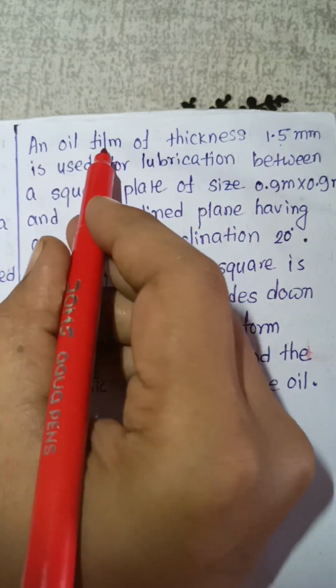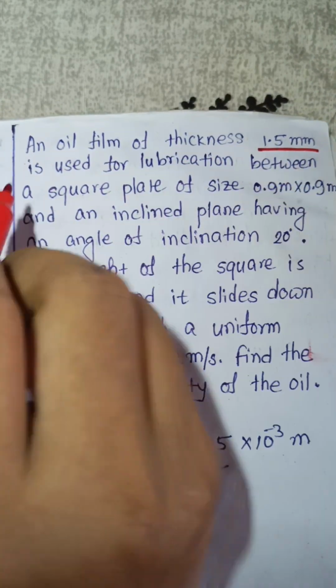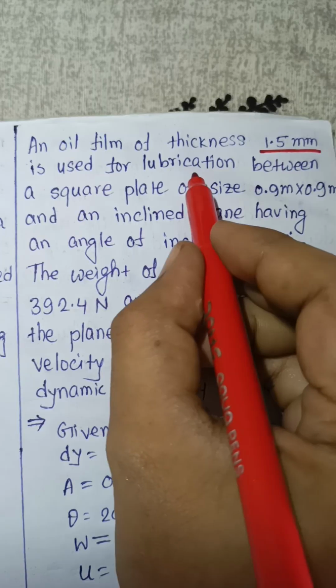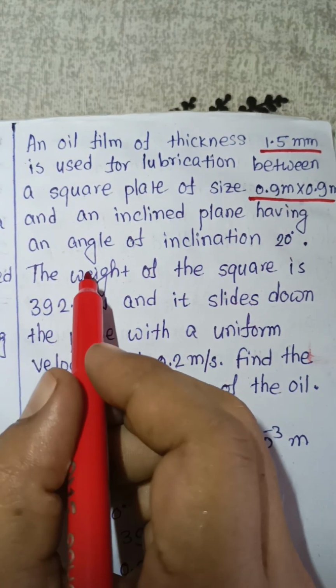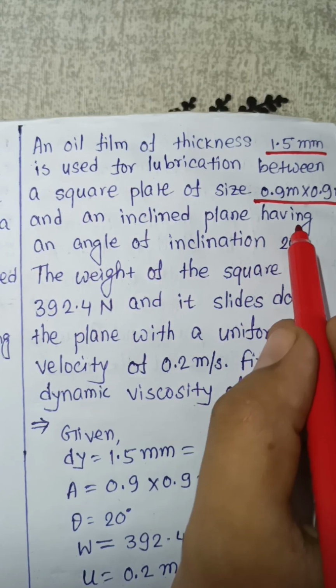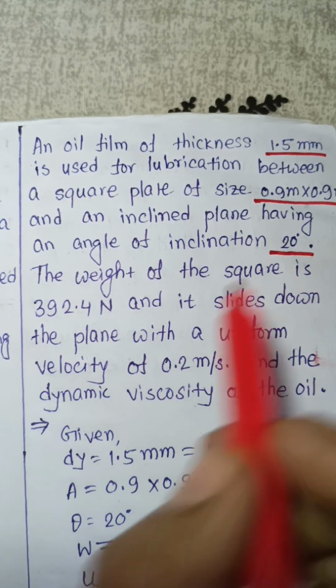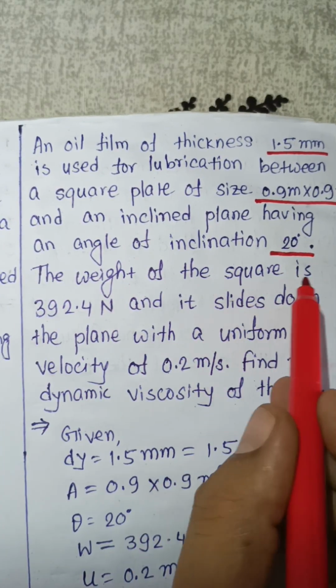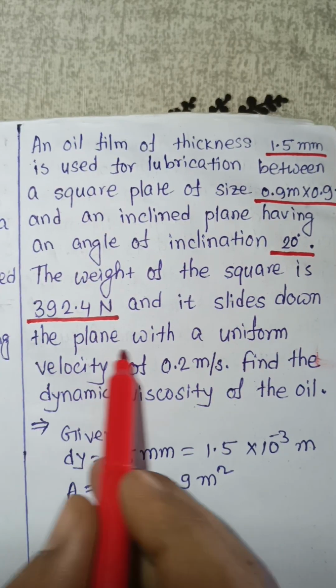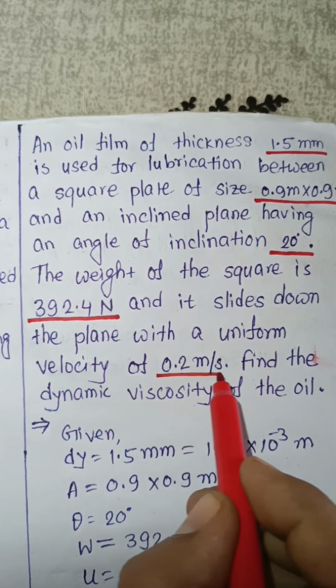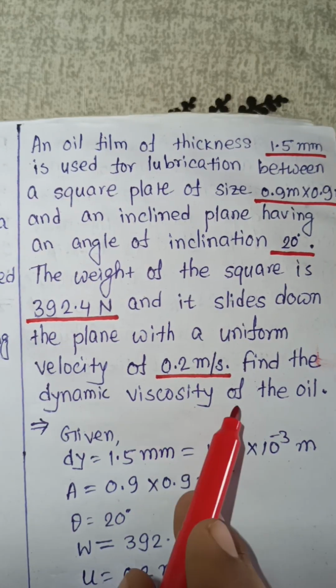An oil film of thickness 1.5 mm is used for lubrication between a square plate of size 0.9 meter into 0.9 meter and an inclined plane having an angle of inclination of 20 degree. The weight of the square is 392.4 Newton and it slides down the plane with a uniform velocity of 0.2 meter per second. Find the dynamic viscosity of the oil.